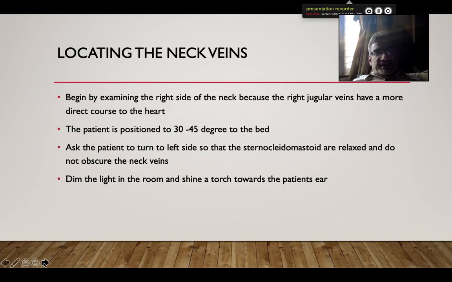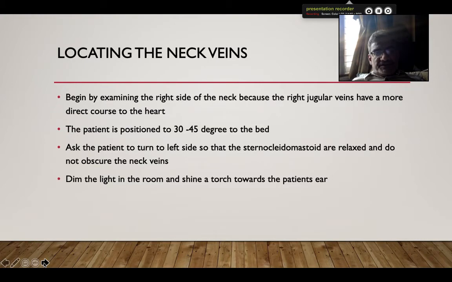So the first thing is you have to locate the neck veins. How do we do that? You begin by examining the right side of the neck because the right jugular veins have a more direct course to the heart. They are in a straight line to the heart. The patient is positioned at 30 to 45 degrees to the bed. The patient is asked to turn to the left side so that the sternocleidomastoids are relaxed, the two heads are relaxed and do not obscure the neck veins.